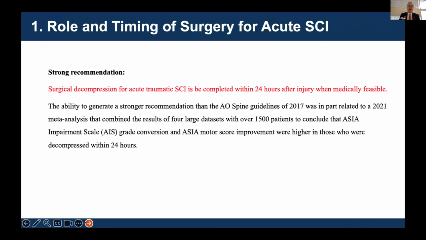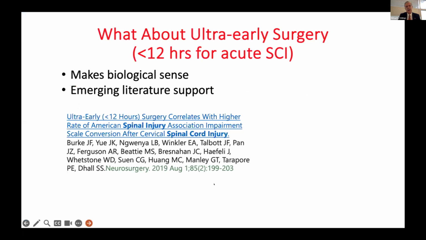Now, here's the important caveat: when medically feasible, and there's still considerable judgment that's required. So, for example, in older patients, medically frail patients, patients with a milder, say, central cord injury, there's a lot of judgment that's required, and you may not always want to or be able to take these patients within 24 hours.